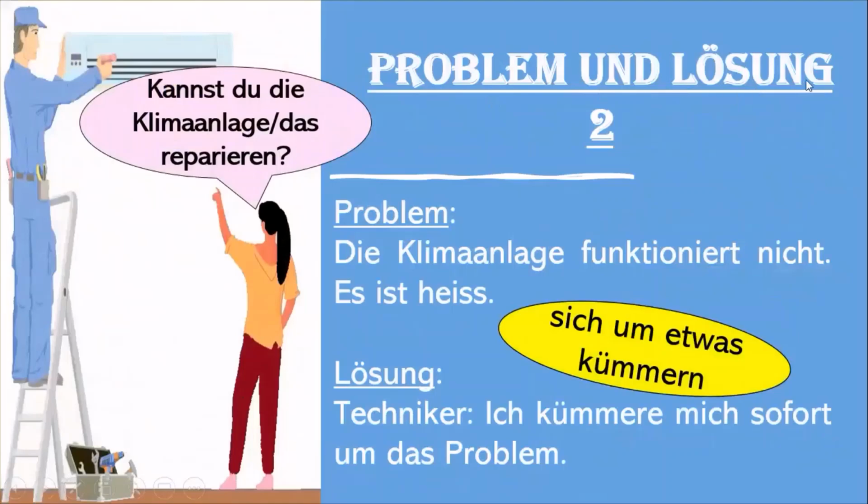Problem und Lösung 2. So let's suppose that the next problem is that your AC is not functioning. The cooling system, which also refers to the AC, is die Klimaanlage. Die Klimaanlage funktioniert nicht. So the cooling system or the AC is not functioning. Es ist heiß. It is hot.